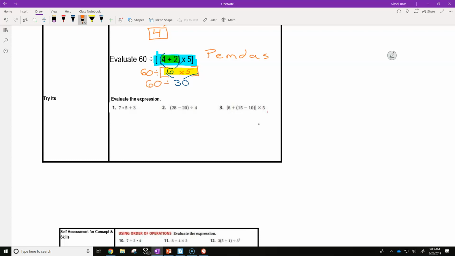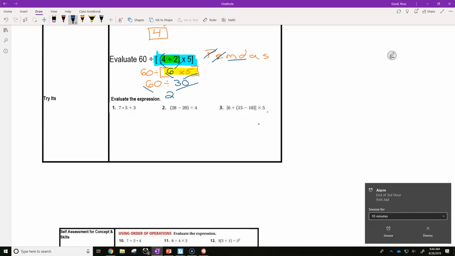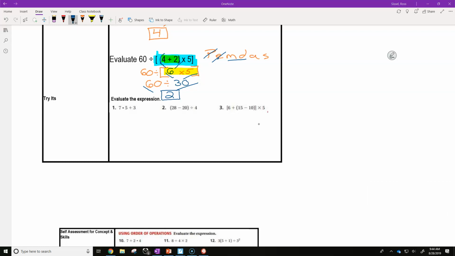60 divided by 3. I go back all the way here. Are there any parentheses or brackets? Any exponents? No. Any multiplication or division? Yes. So I funnel that down, and I get 2. And that is my final answer.